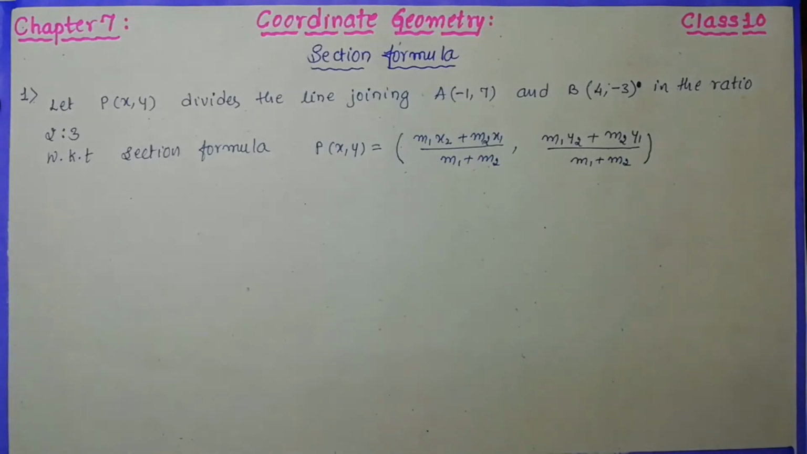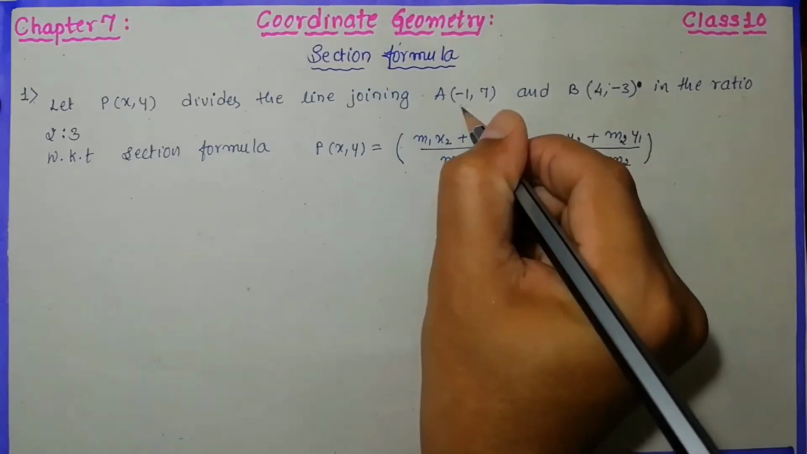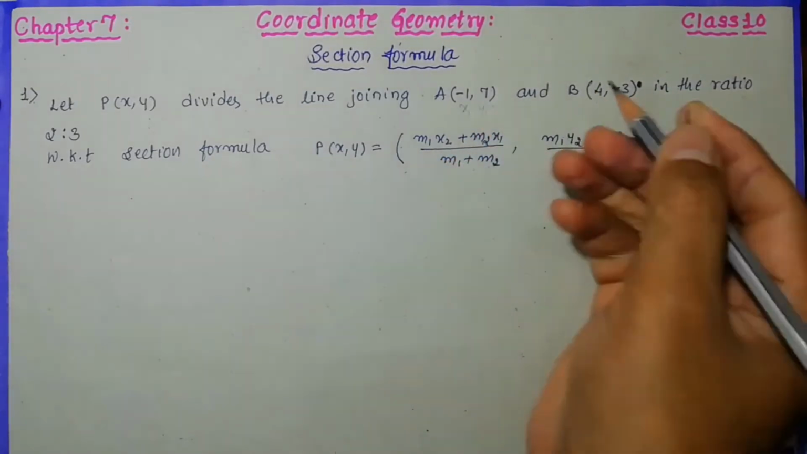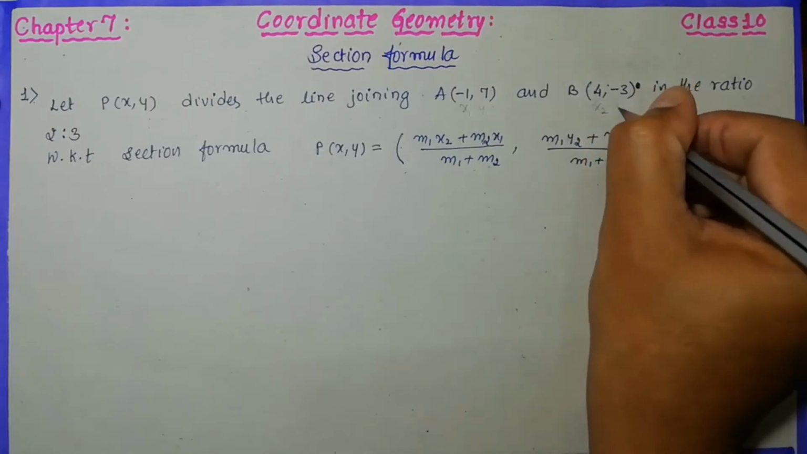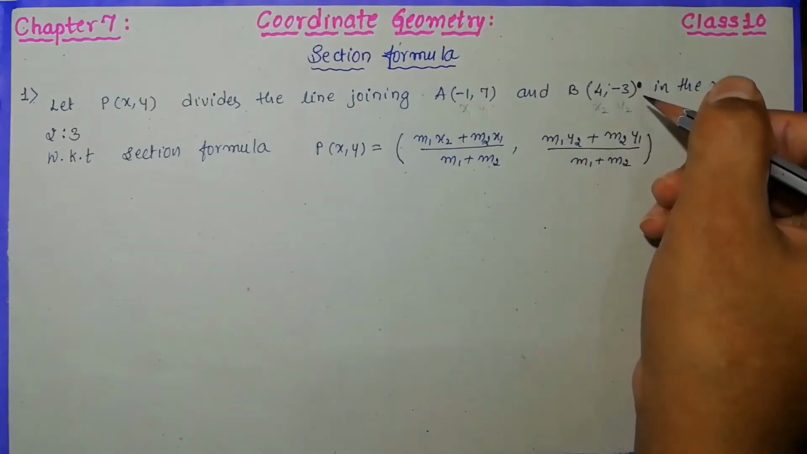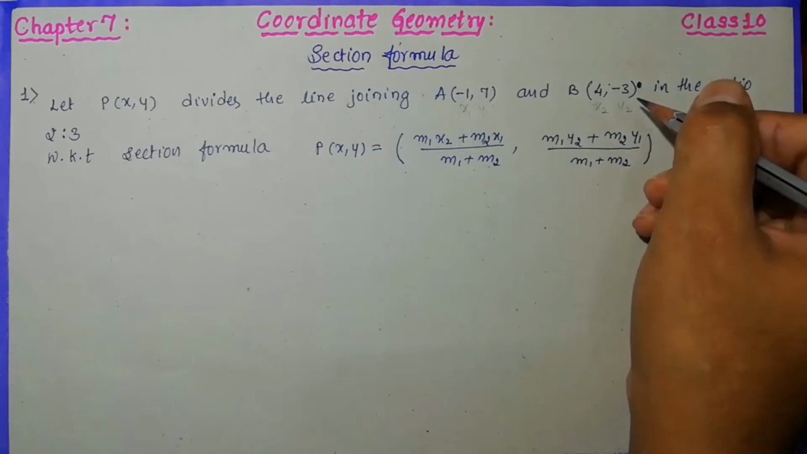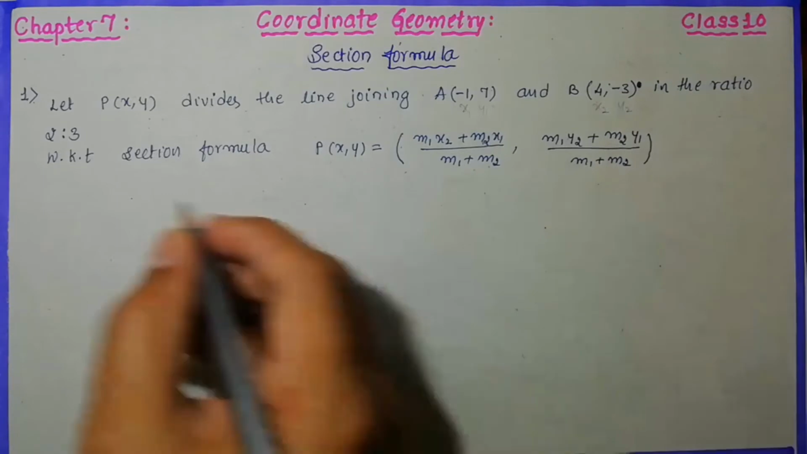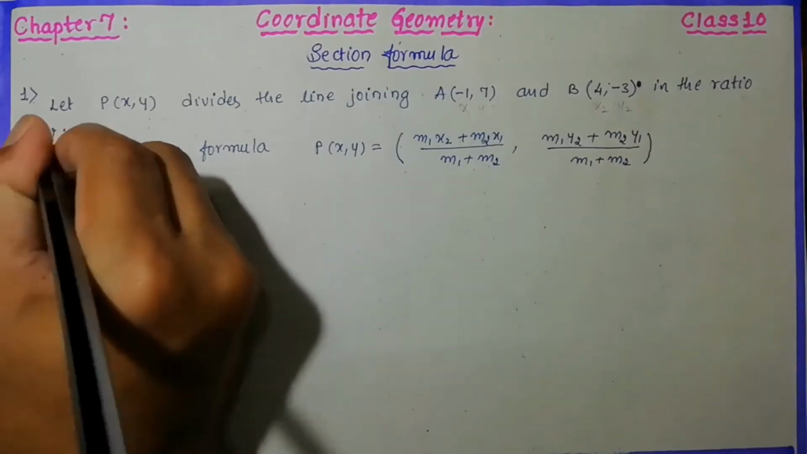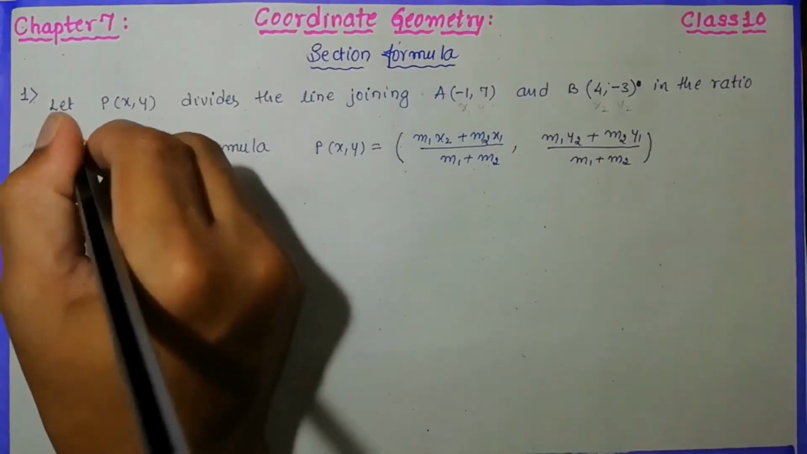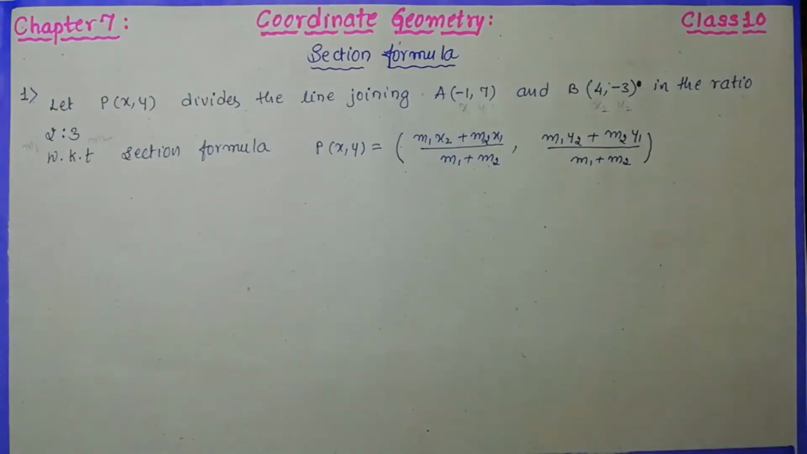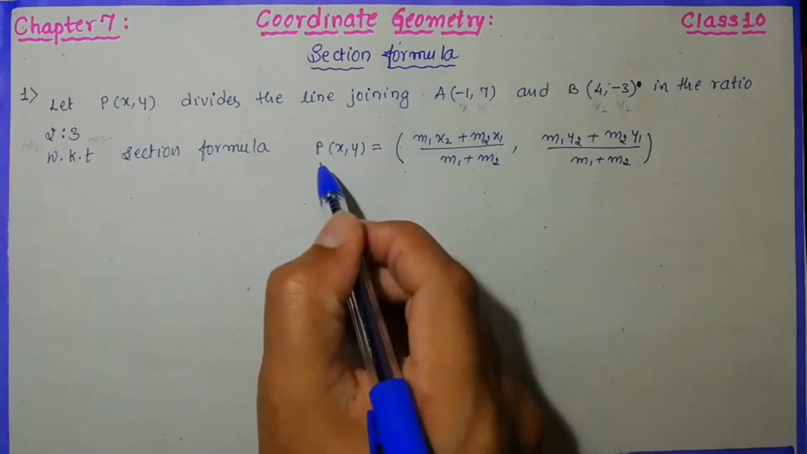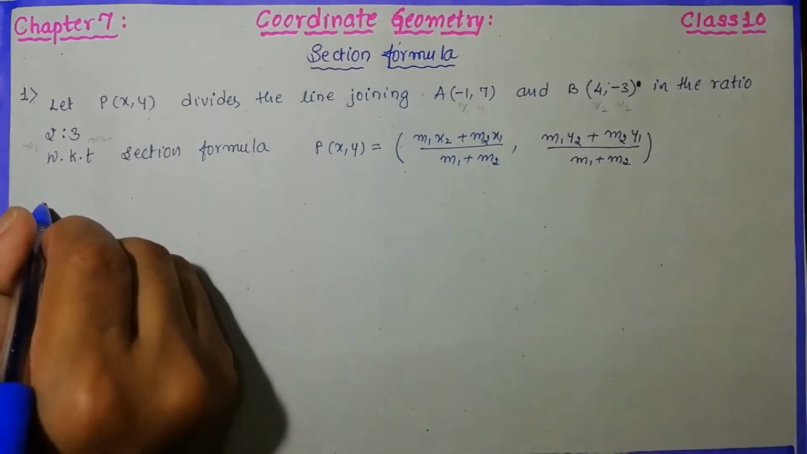So now look here. If you want, it is better to mark them. Here it is x1, y1, and this is x2, y2. I think it is not visible for you. If it is not visible, you can write it down in pen. If you practice this for 2 or 3 questions, it will become very familiar for you. And here m1 is 2 and m2 is 3. Just simply substitute all these values, then you will get the coordinates of P(x, y).